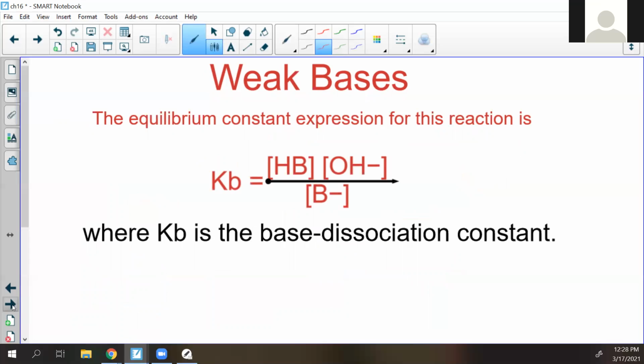Weak bases, the equilibrium expression is just this, HB, OH minus over B minus, where KB is the base dissociation constant. So we have whatever the other part of the base was, and then we have the anion on the bottom. Now, this is confusing to even me, and I teach the class. I want you to remember it is x squared over initial. That's what I want you to remember.